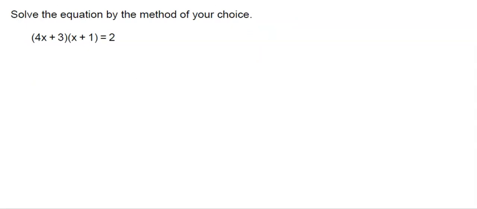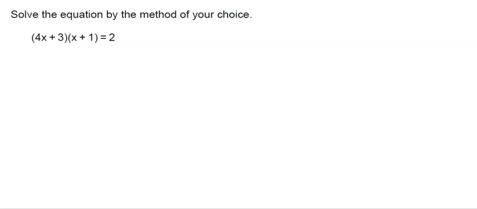The next problem says to solve the equation by any method that we choose. If we had a 0 on the right side of the equal sign instead of a 2, we could just use the zero product property. Unfortunately, we don't have that. We've got the 2. So let's put this in standard form by multiplying the two binomials on the left side first.